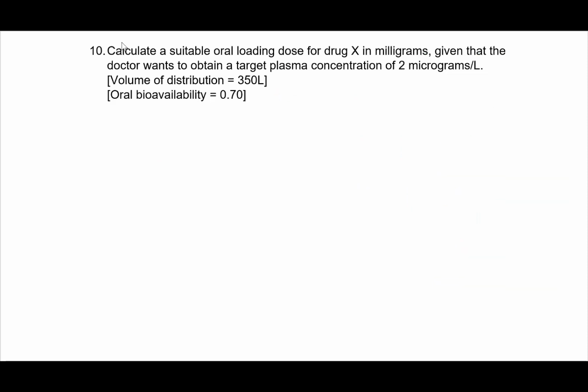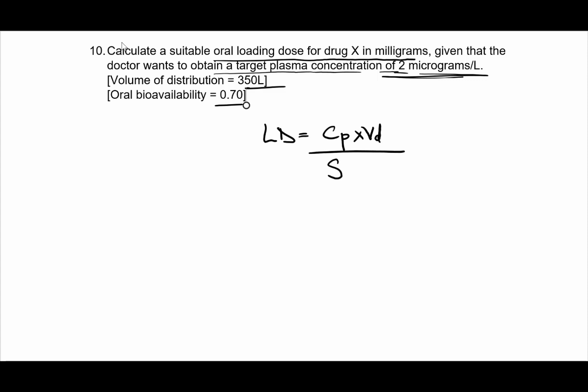Okay, moving on to the last question of the diagnostic test, which is about calculating the loading dose for drug X in milligrams, given that the doctor wants to obtain a plasma concentration of 2 mcg per liter, the volume of distribution is given, and oral bioavailability is given. Now, as I said before, you need to remember the loading dose, which is target plasma concentration times volume of distribution divided by the salt factor multiplied by bioavailability. The target plasma concentration which we have to achieve is 2 mcg per liter, and the volume of distribution is already given, so we just plug it into the equation.